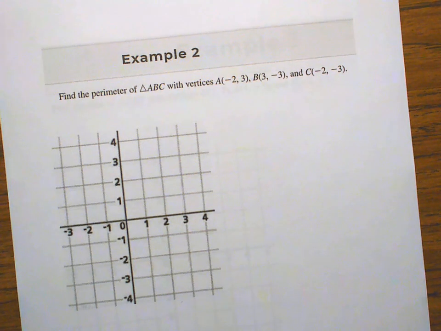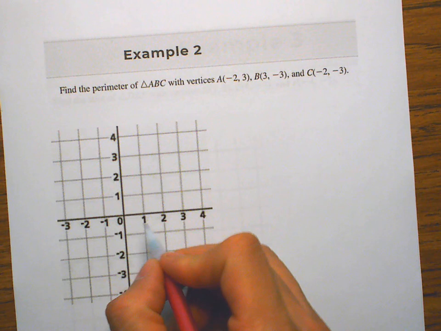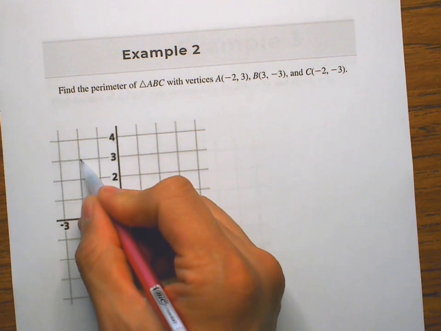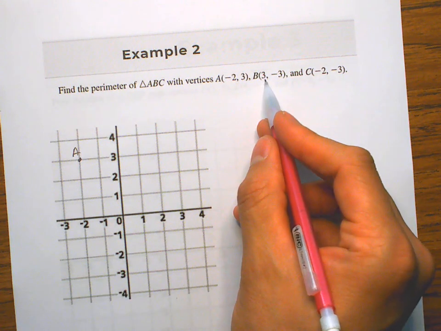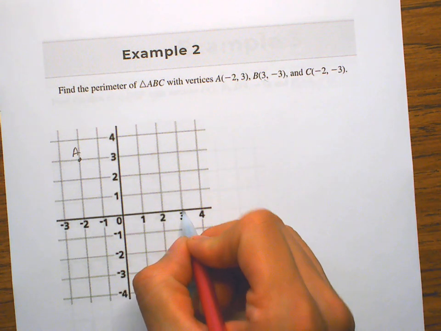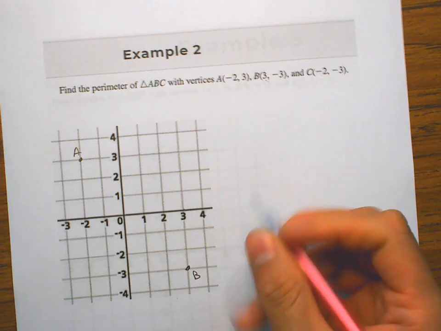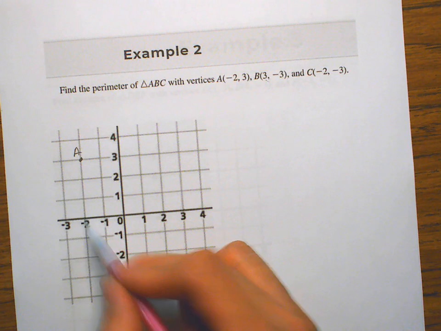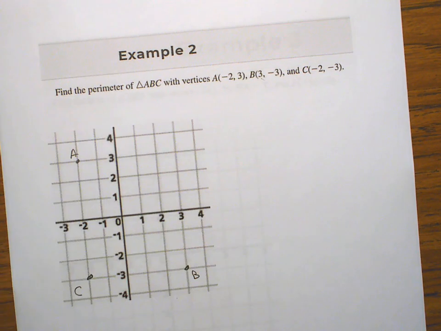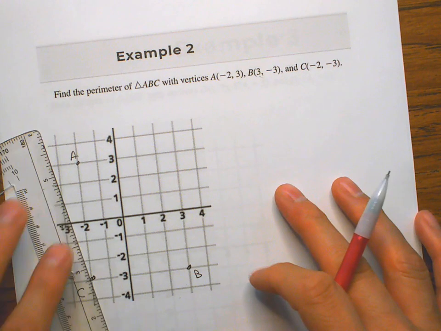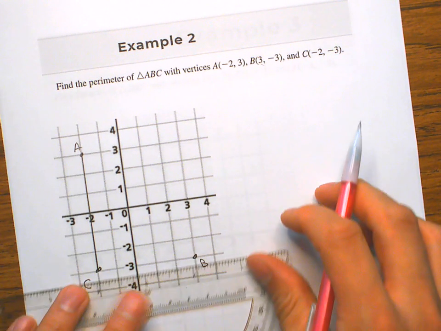Example number 2. Let's go ahead and graph these. You have -2, 3. That's A. You have 3, -3, that's B. And you have -2, -3. Now, lucky for us, this is a right triangle. So what we're going to do is connect these.